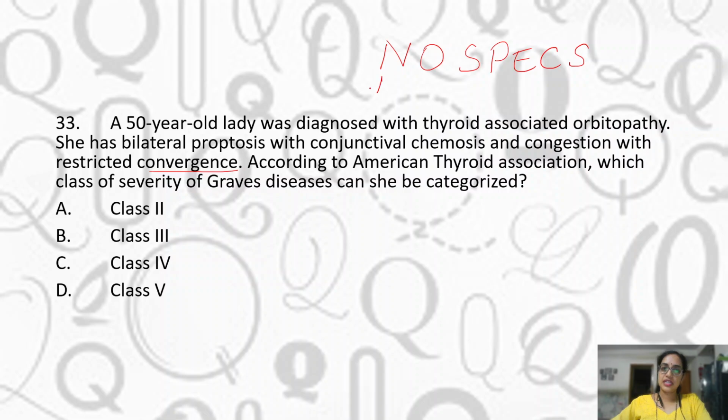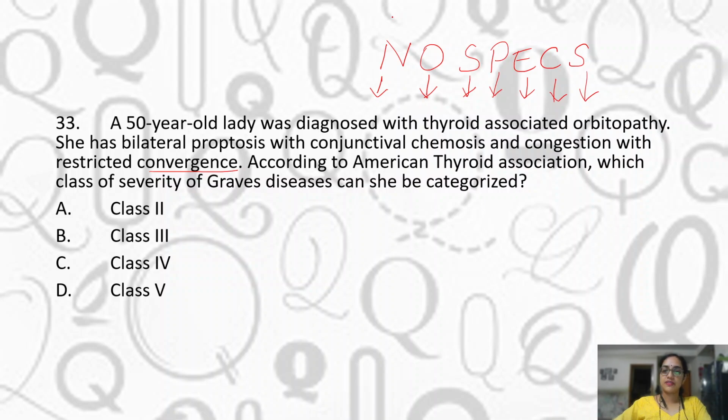Okay. N is no signs or symptoms. O means only signs. Here we usually have lid signs. S is soft tissue involvement. There is formation of chemosis, congestion. P means proptosis. E is extraocular movements restricted. And C is corneal signs or corneal opacification. And S is loss of sight due to optic neuropathy.